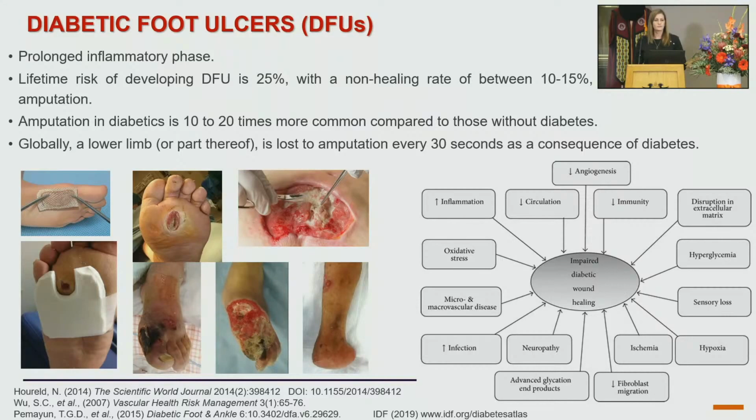Lower limb amputation in people with diabetes is 10 to 20 times higher than in people without diabetes, and globally it's been estimated that a limb or parts thereof is lost to amputation every 30 seconds as a consequence of diabetes. Treating diabetic foot ulcers is challenging, requiring specialized treatments by a multidisciplinary team. And once healed, these wounds are frequently considered high risk for recurrence. This brings us to photobiomodulation, or PBM, which has seen positive results in the treatment of diabetic foot ulcers.